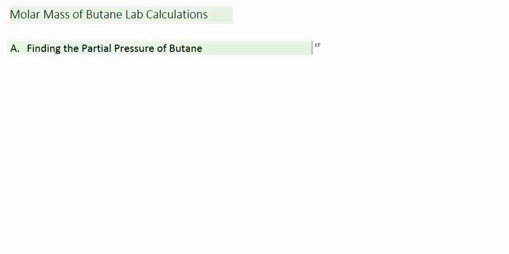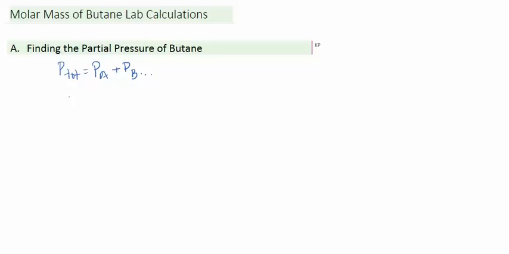Alright, for the lab report, part A is finding the partial pressure of butane. Now, at the beginning of chapter 11, we learned that Dalton's law of partial pressures tells us that the total pressure of a gas mixture equals the sum of the partial pressures of each of the individual gases. So if you had a mixture of gases A and B in a container, if you add up the partial pressure of A and the partial pressure of B, you would get the total pressure.